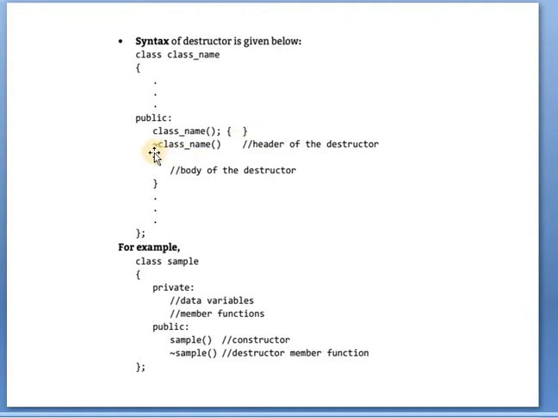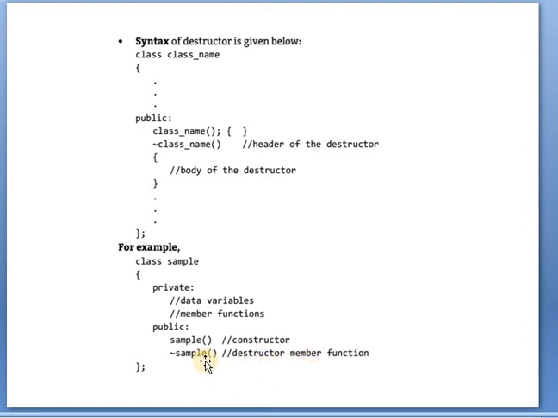Now see here, this is the tilde operator and here is the class name. So this is the header of the destructor. Here we can write the body of the destructor and the completion of the class. Now see the example, class sample. Here are some private data members and member functions. Now in public, sample is a constructor and tilde sample is the destructor.